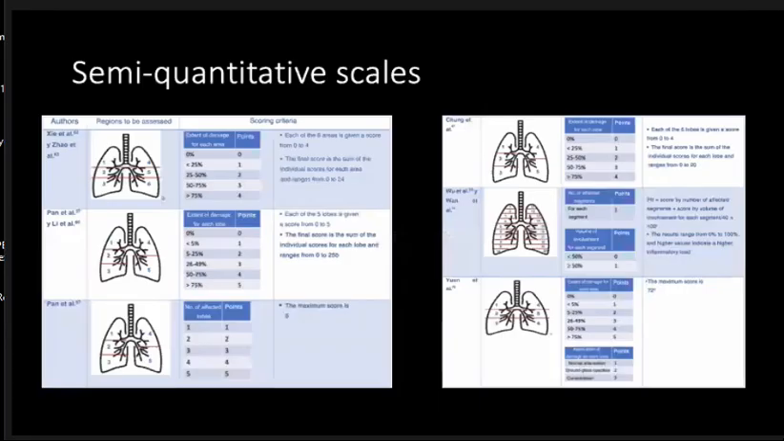So it is also nice to know that there are multiple semi-quantitative scales which have been proposed for CT scans that can visually calculate the extent of the abnormalities. But it is not widely used because they have a disadvantage in their lack of precision.